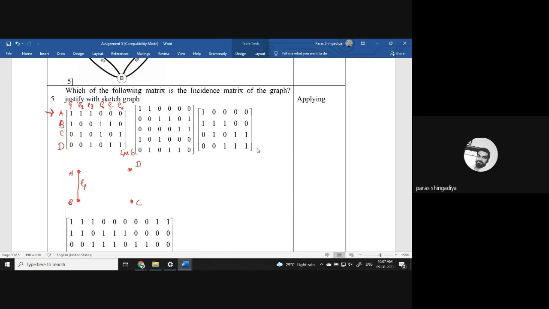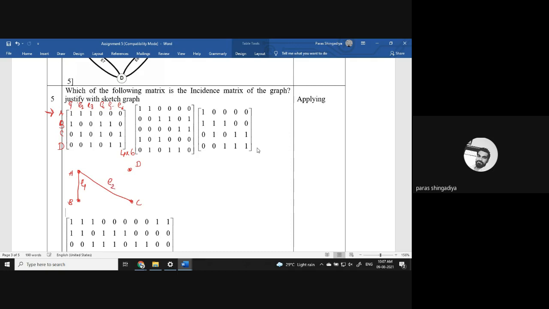Now do it for the second column. Where are the 1s mapped in the second column? That is in the first row and the third row. So first row means A and third row means C. So connect A to C. Clear? And mention this edge notation is E2.